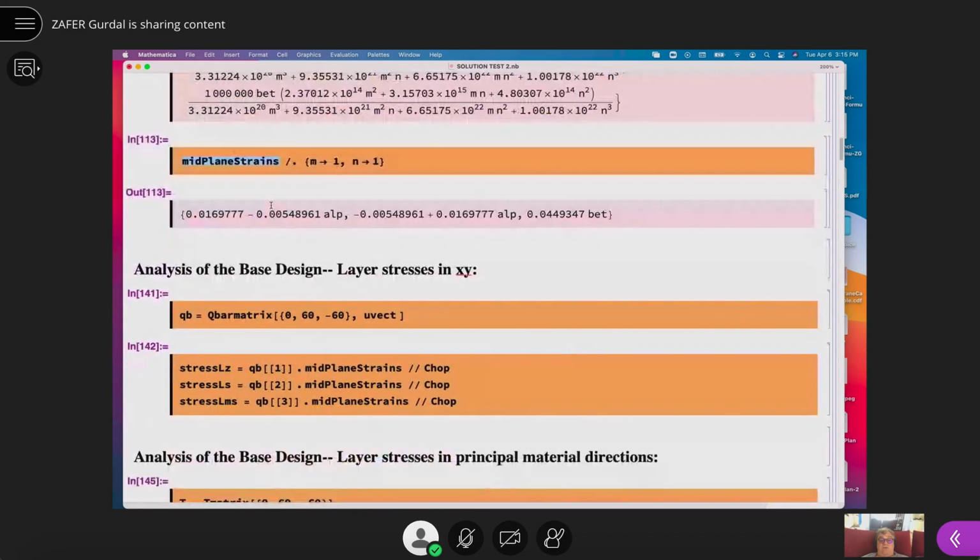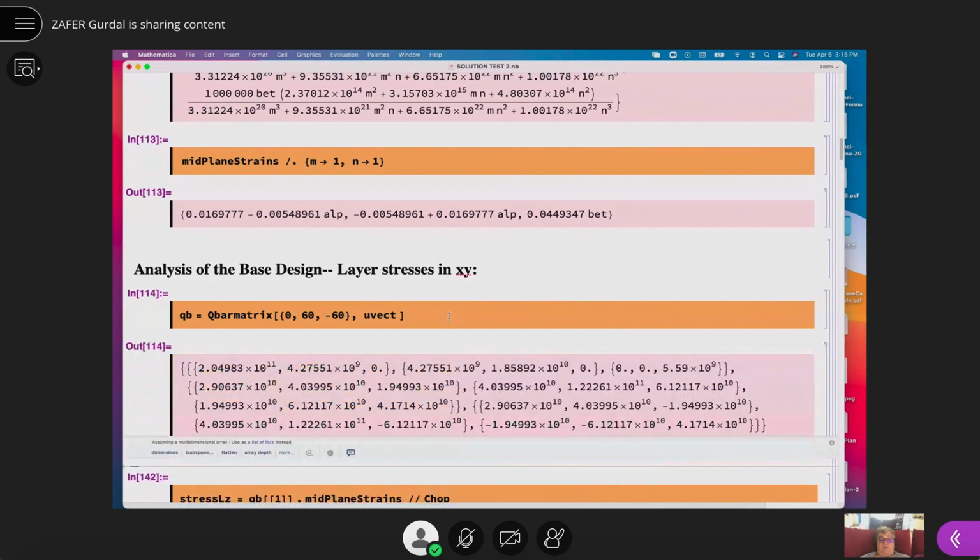Then we need to go to layer stresses in the X and Y direction. So we need the Q-bar matrix. For the Q-bar matrix, again, as I said, I'm interested only in 3 layers. This is only the A matrix, so I don't have to do the entire laminate. I define a laminate here, which has 0, 60, minus 60. And this will be the Q-bar matrix for each of those.